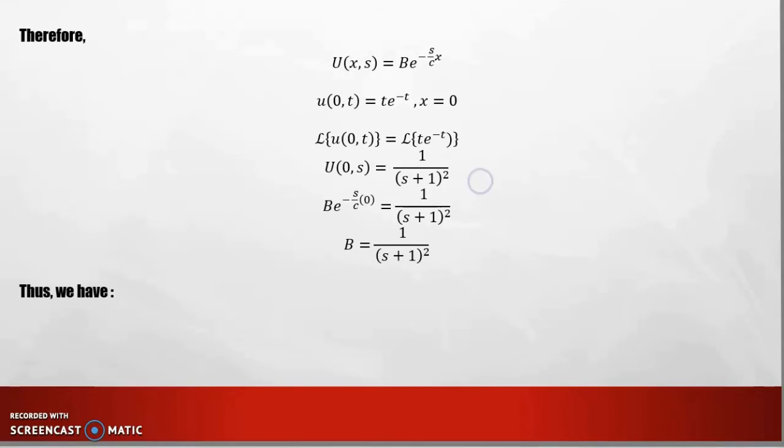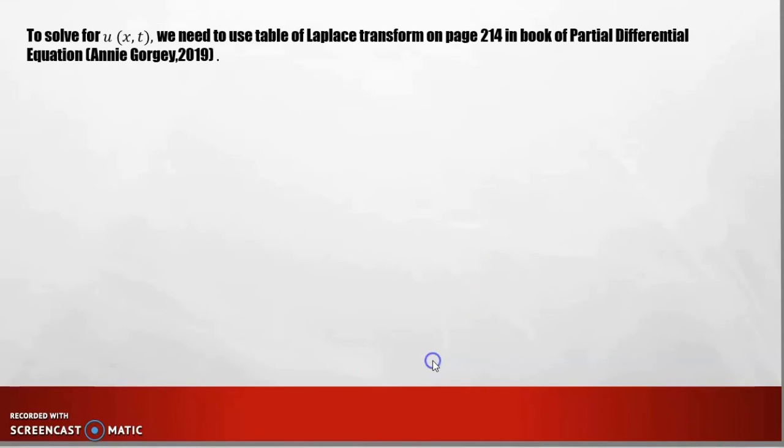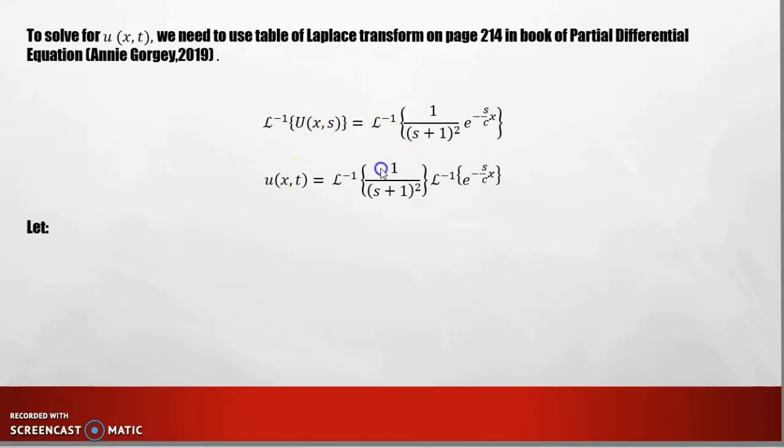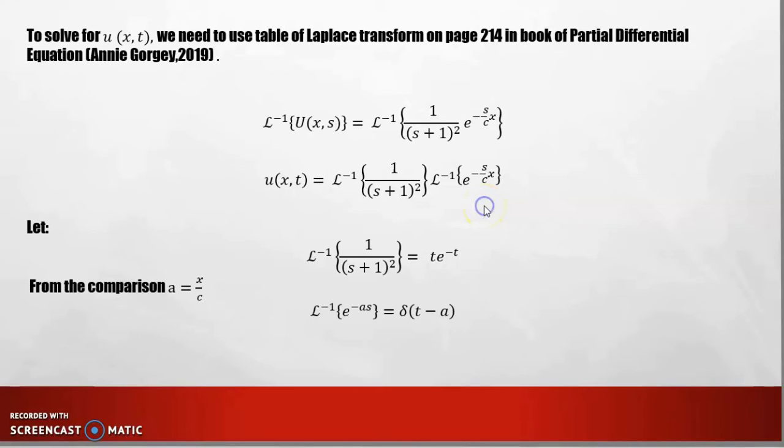Now, we can substitute the value of B into our previous equation. Use inverse Laplace transform to transform it back into u(x,t). By using the inverse Laplace transform of this side, we will get again the value of f(t), which is t times e to the power of negative t. For this side, we have to look into the table of Laplace transform.